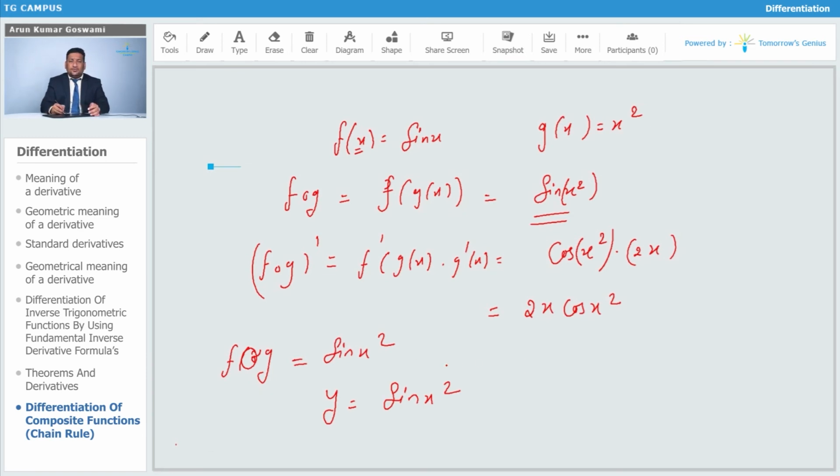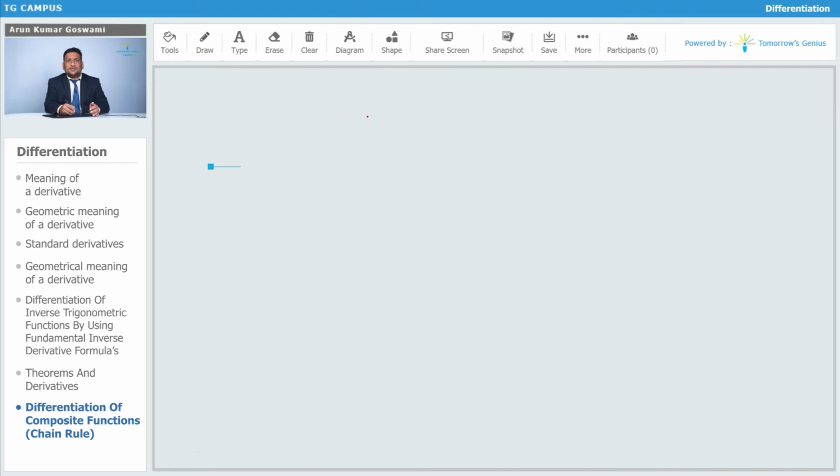See, what we will do: as you know the sine x differentiation, let us suppose you don't know the sine x square differentiation. So what I'm going to do is take x square as something. If I take x square as t, then I'll write y as sine of t. Now my y became a function of t here, which means we can differentiate this equation with respect to t.